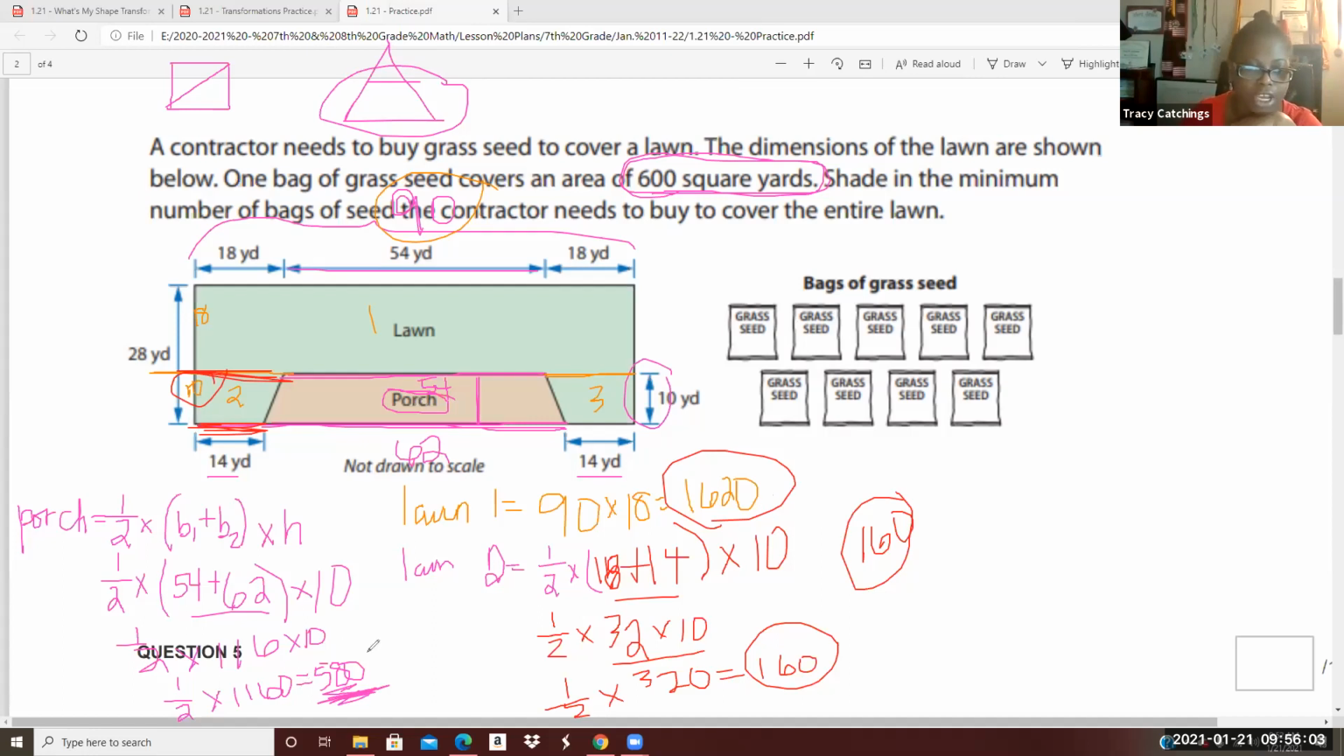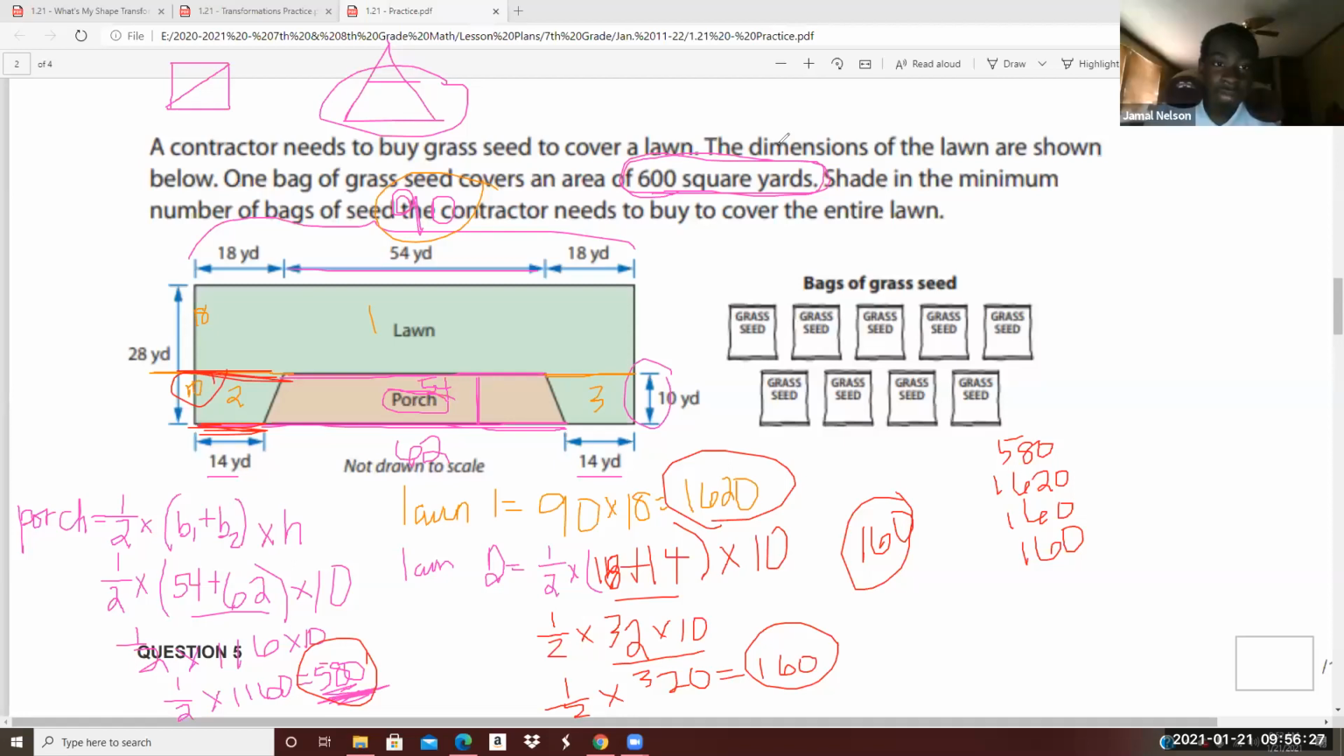All right, so let's add up our total areas. We got the porch at 580. We got the lawn, the first one, at 1,620. And then we got 2 160s. Add. I'm waiting on you to tell me if we added or not. $2,520 if we add.